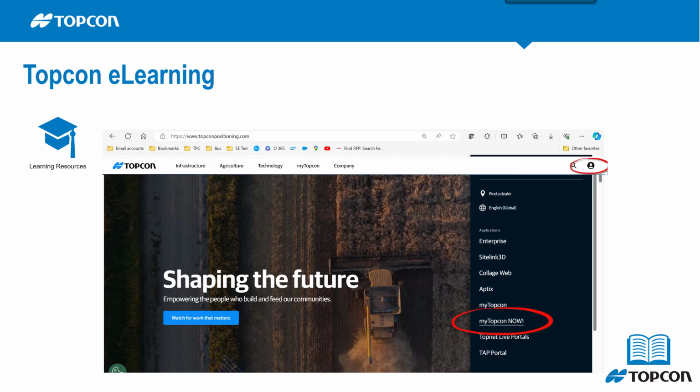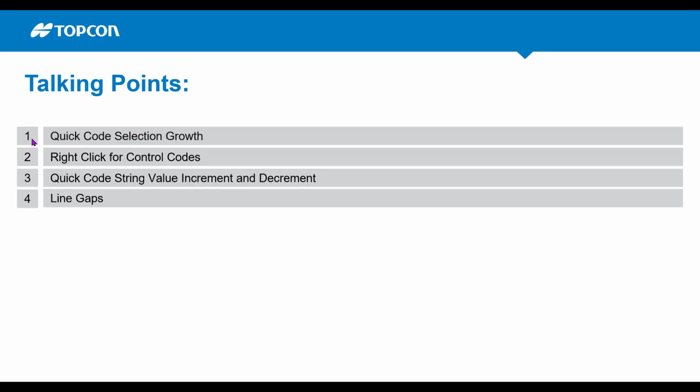Now today, just to cover some of the topics we're going to be covering. Number one, quick code selection growth. What I mean by that is they've added a lot more options for more control codes. There used to be just a maximum of 9. Now that's expanded. Instead of a 3x3 grid, you can do a 4x4 and even a 5x5. And then I'm also going to talk about how that affects the scale in the topo screen.